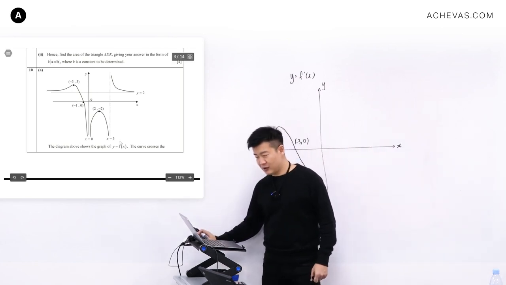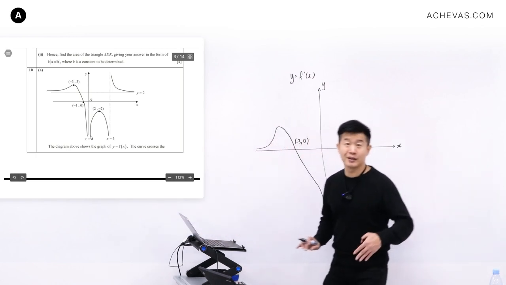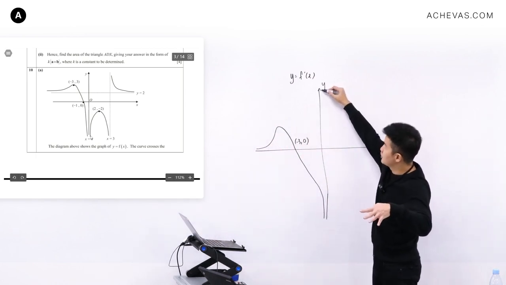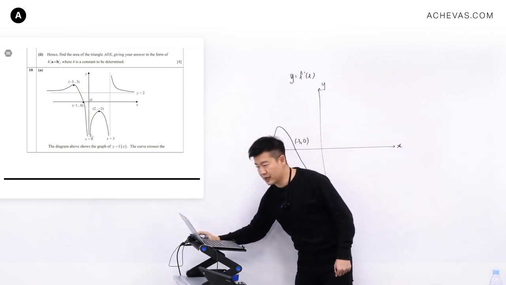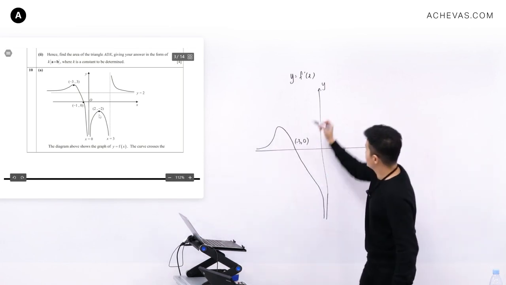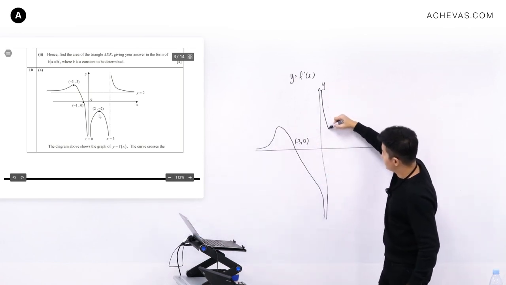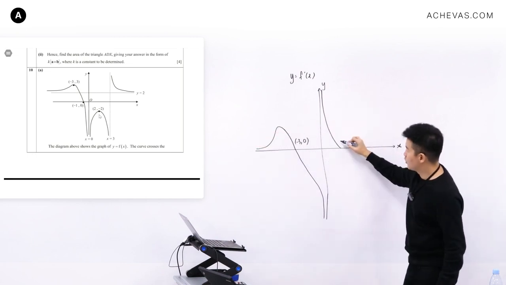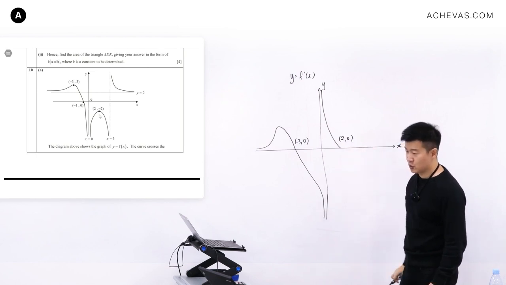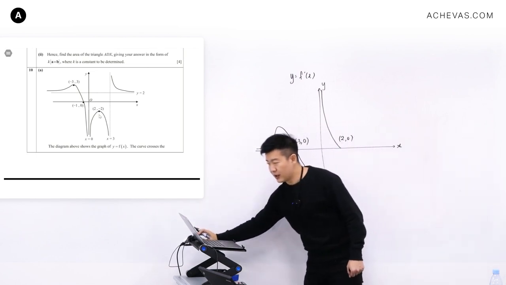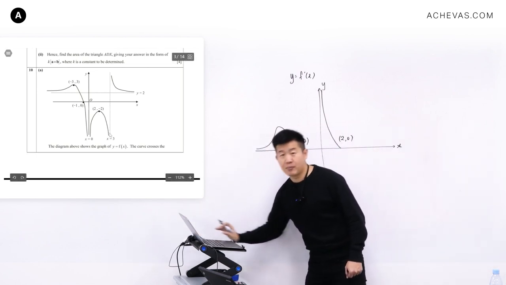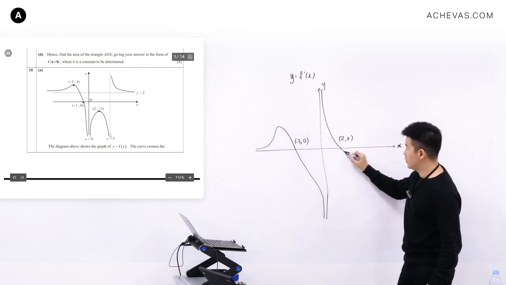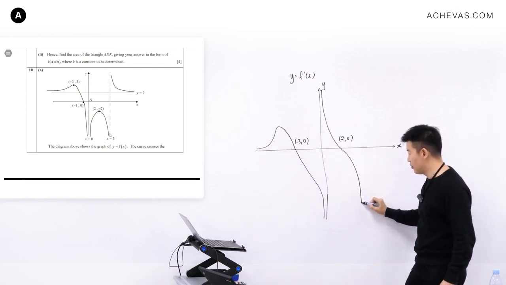Then if I continue to trace through the gradient, at this point the gradient is super positive, so the y-coordinate is going to be super positive. Then the gradient becomes less and less positive, going back to zero, so the y-coordinate will be less and less positive, since it represents the gradient that I see there. It goes back to zero when x is 2. So (2, 0). Then after that, the gradient becomes negative and more and more negative, so the y-coordinate becomes negative and more and more negative.